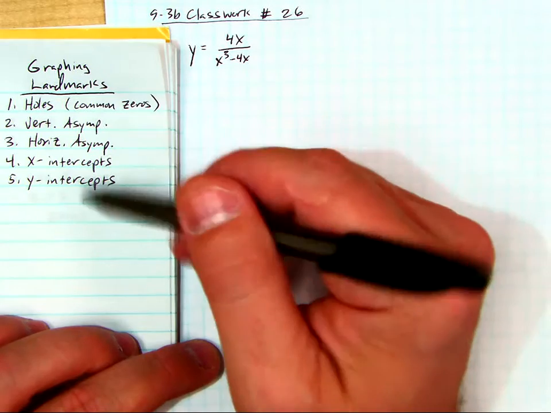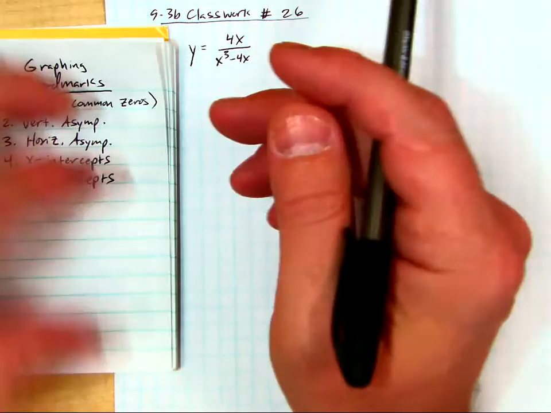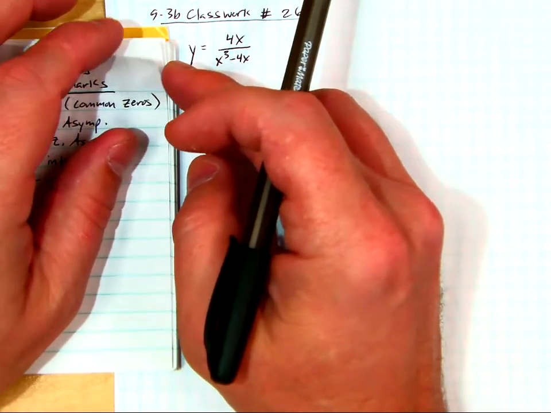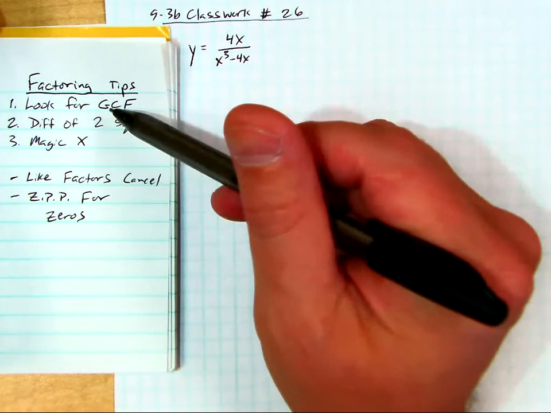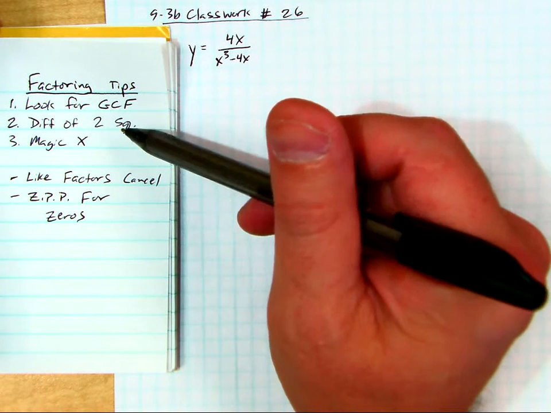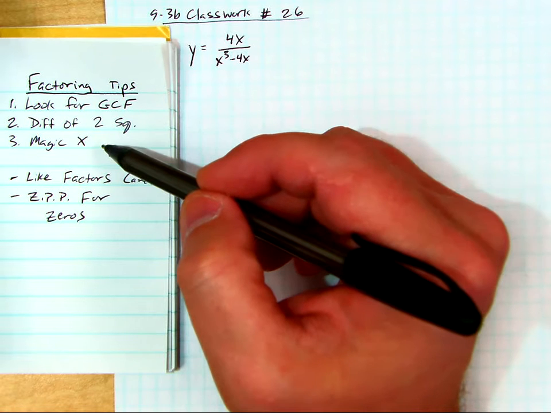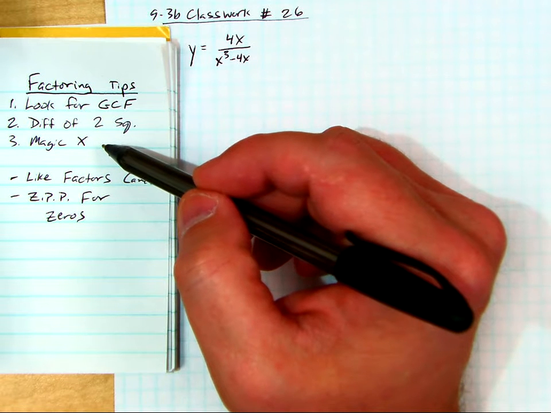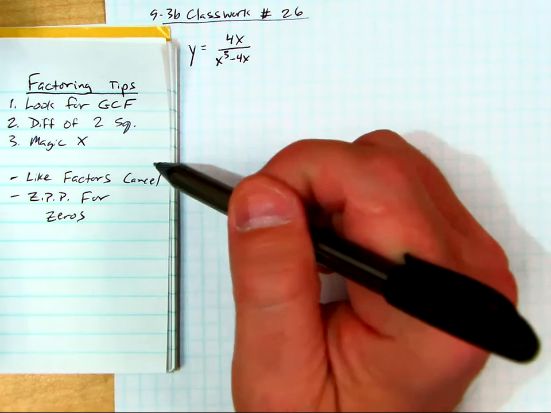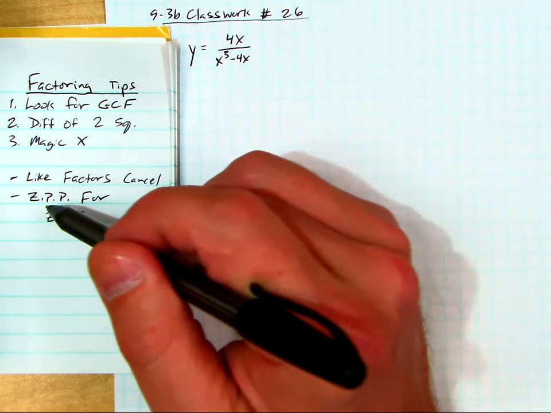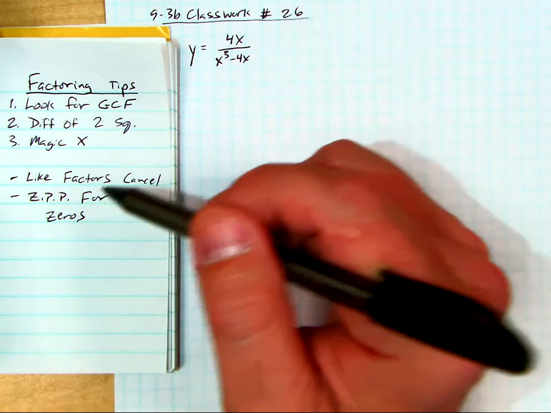Okay, so I'm going to show this graphing landmarks for all these 5 videos, and also factoring is very, very important because you have to factor to find the holes or vertical asymptotes or horizontal asymptotes. Here are some factoring tips. Always look for a greatest common factor, try difference of 2 squares, and then go to the magic x if it's a trinomial. Remember, like factors cancel, or they become common zeros, and we need to use the zero product property, so change the sign to find the actual zeros.